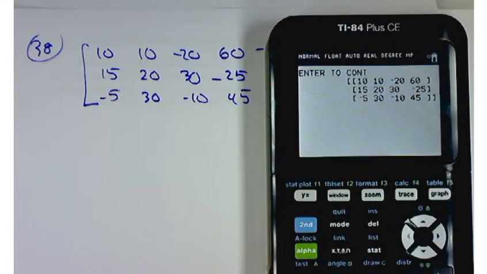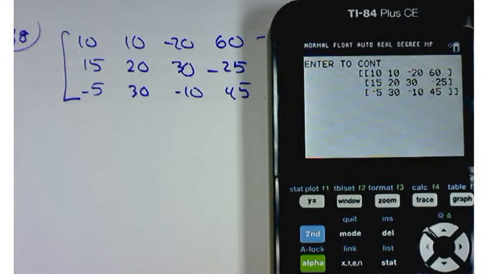So run program ROWOPS. Press program. Select ROWOPS. Press enter. Press enter again. And then select your matrix. Should be probably matrix A, I would assume, right? So then just type a 1, and it brings you here.